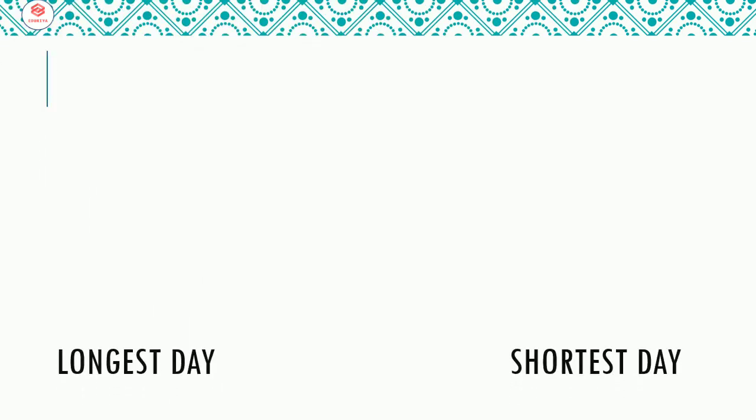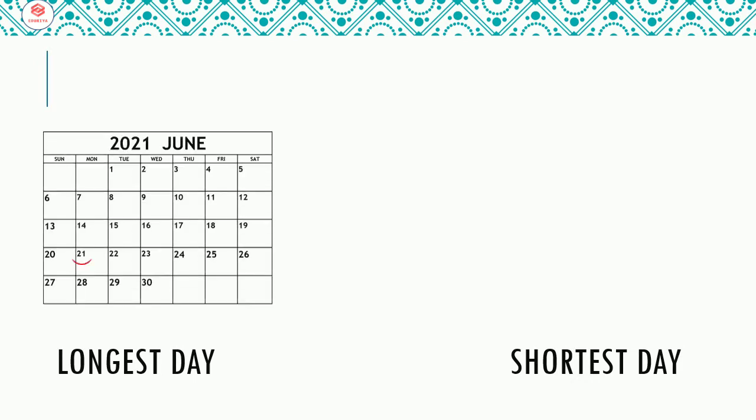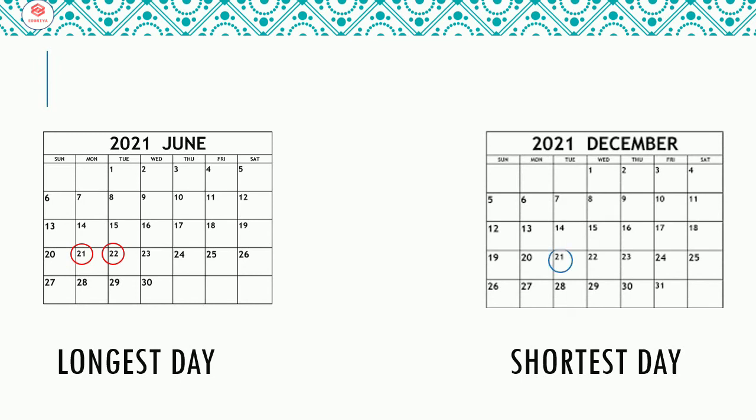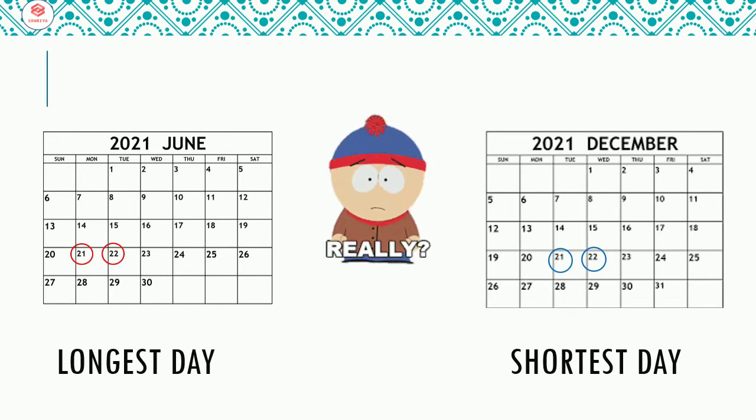The longest day is on June 21st or 22nd, and the shortest day is on December 21st or 22nd in Northern Hemisphere. In the Southern Hemisphere, the opposite happens. That is, the shortest day is on June 21st or 22nd, and the longest day is on December 21st or 22nd. Now let's see a recap.